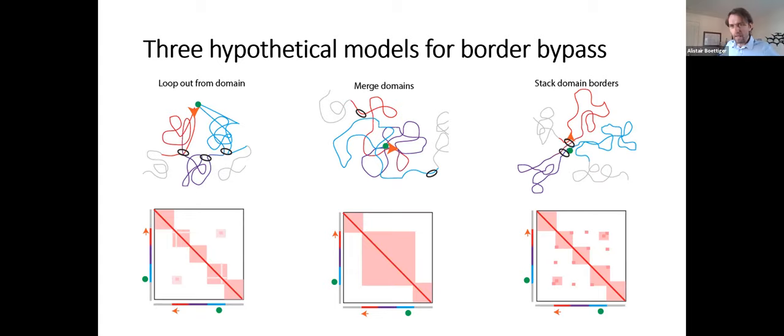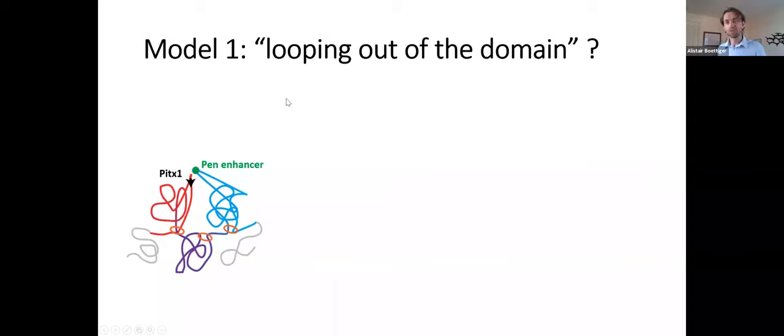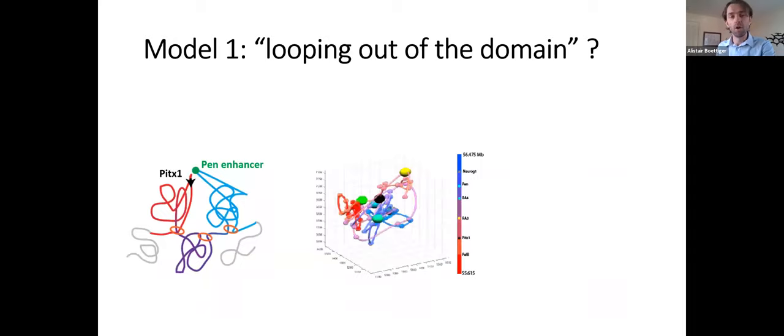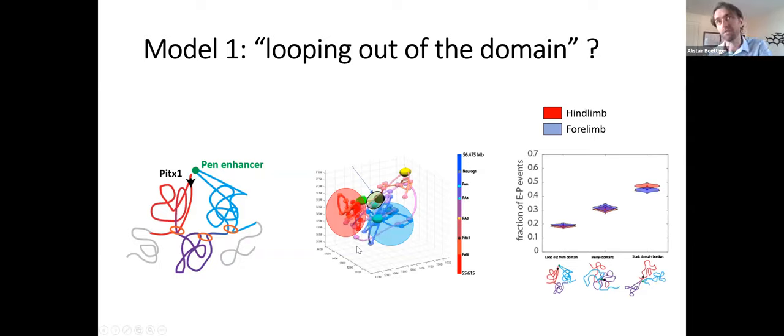So we next dove in with these three hypotheses to the hundreds of thousands of cells that Zichao had collected in both hind limb and forelimb to look at the three-dimensional structure and see if we had support for any of these models. So starting with the looping out of the domain model, we do indeed find some individual cells that appear to do this. So here, the red PIDX1 domain is mostly intact as a domain here. So it's the pen domain, and here are the enhancer and promoter kind of hopping outside the domain making this connection. However, it's relatively rare.